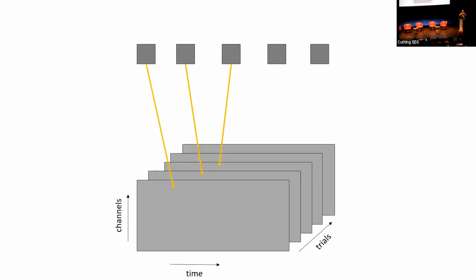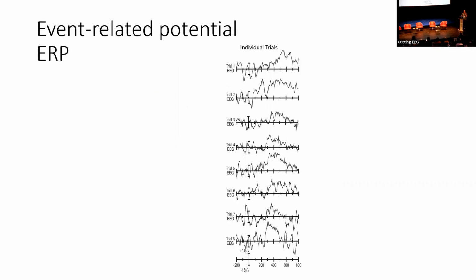If I now zoom in a little bit on these trials, we have an organization that is channels by time, and then we have multiple trials, like multiple repetitions of the stimulus. If we now look at a single channel, that is basically a row in this matrix. And so for a single channel, we have a repetition of the stimulus over multiple trials. So this is showing, for a single channel, the single trial responses. This is the first trial, this is the second trial, this is the third trial.